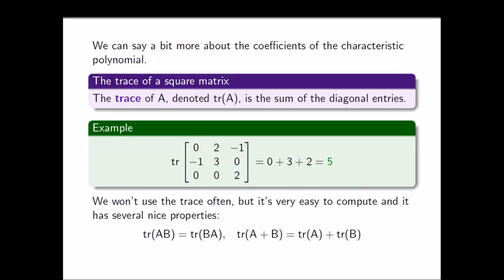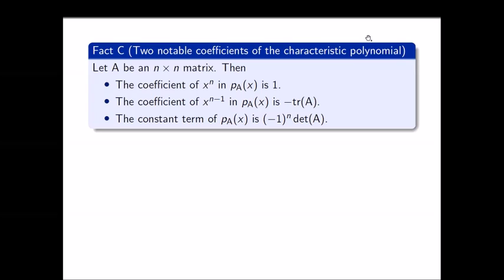We probably are not going to use a trace very often in computational purposes, but it's easy to compute, and it satisfies some nice properties. For example, the trace of any product AB is the same as the trace of BA, and for any two matrices A and B, the trace of A plus B is always the trace of A plus the trace of B. Now that we know about trace, let's look at the next fact.